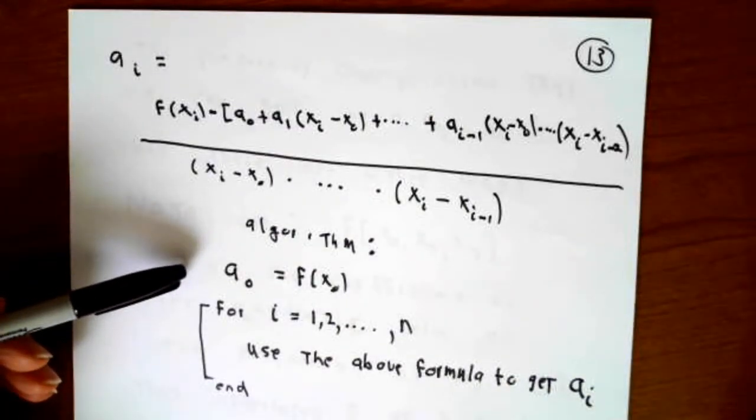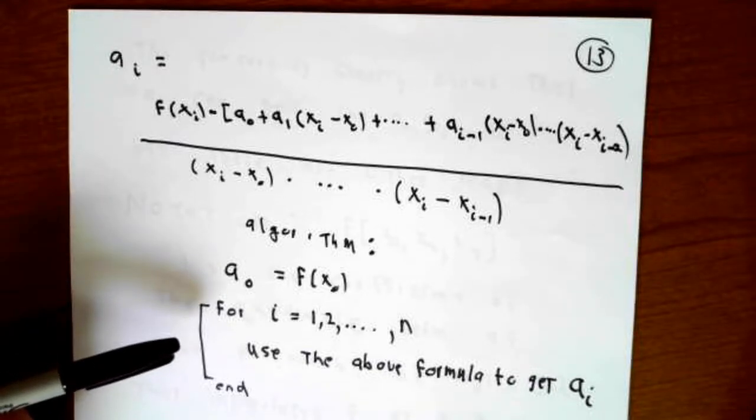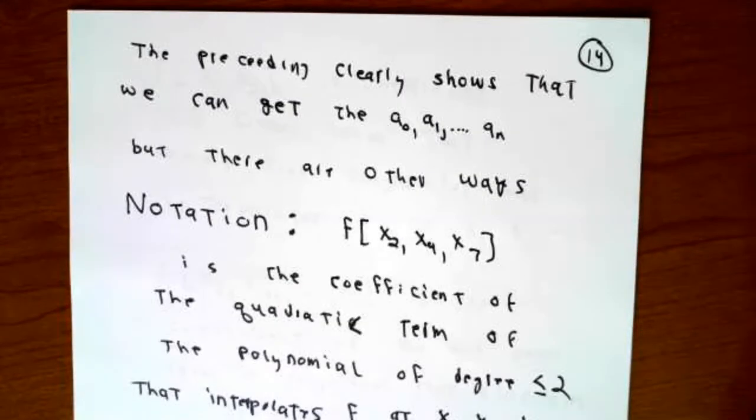Set a0 equal to f at x0, and for each value of i going from 1, 2 up to n, determine a number i by using this formula. At the end of this loop, you'll know all of the coefficients of the interpolating polynomial.